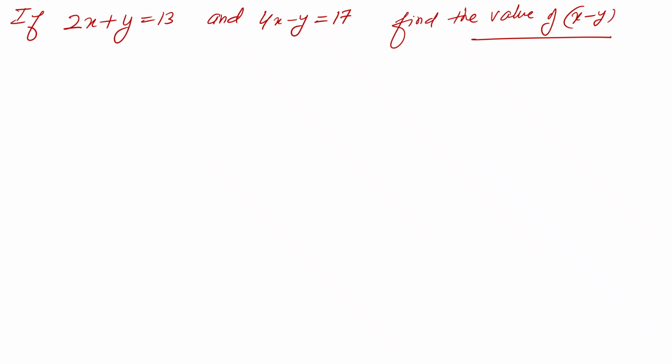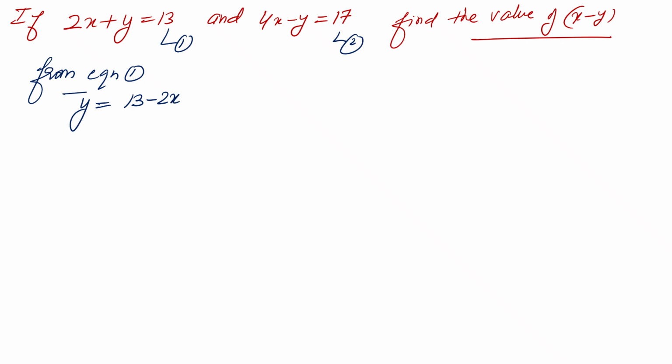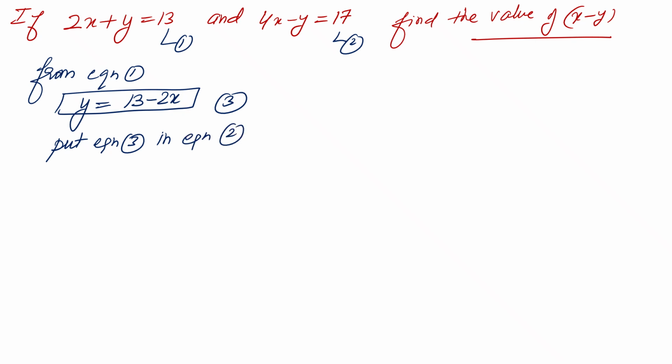So आपने क्या करना है? Simply इनको 1 और 2 मान लेना है. Just label this equation as 1 and this as 2. So हमने क्या करा? First equation से एक वेरिएबल की वैल्यू निकाल ली. From equation 1, y will be equal to 13 minus 2x, right? Label it as 3. हमने first निकाली है, तो we will substitute in 2. So put equation 3 in equation 2. What you'll get?